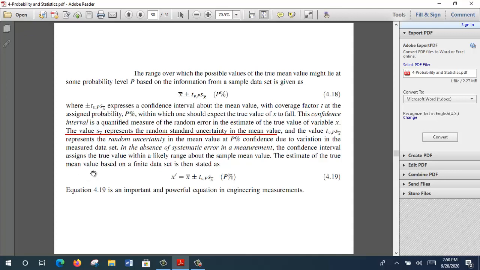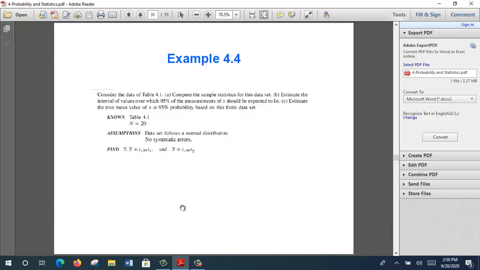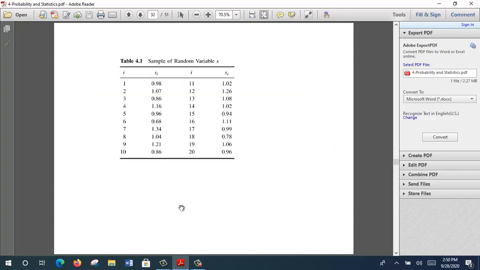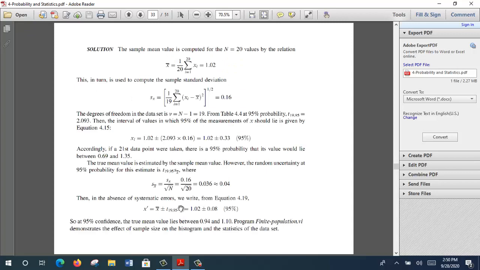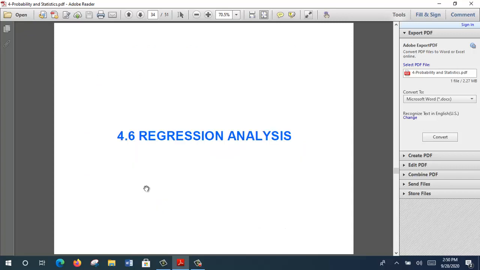They calculate the mean value, the true value, based on a finite data set. Okay, they have an example here. I pass it to you to do at home. Do it yourself, and if you have any problem, please tell me, so we can do it together to get the final answer. The solution is already given, so just go through it one by one and try to understand by yourself. If you have any problem, just inform me or email me.